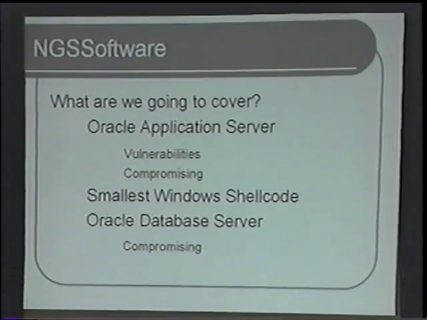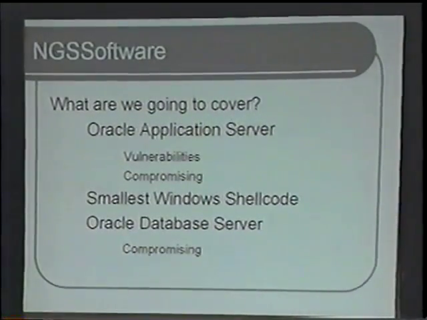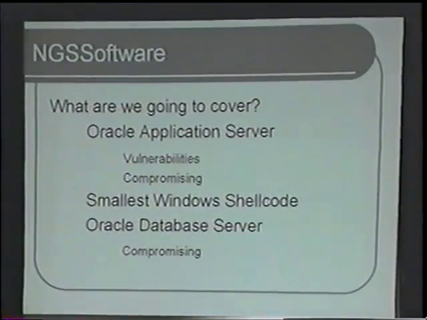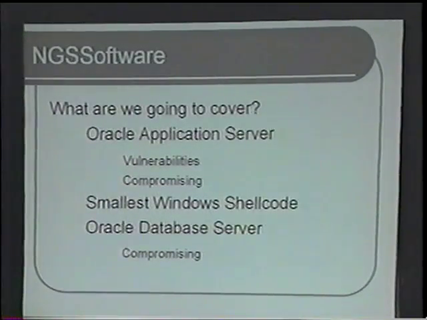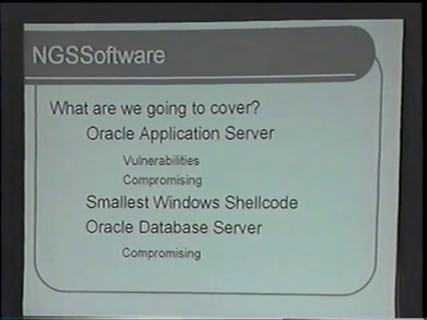So we'll be looking at certain vulnerabilities, going on to compromise the web front end. We're then going to introduce the world's smallest Windows shellcode. Well, in my belief it is. Someone please, if I'm wrong, correct me. And then we'll look at the Oracle database server itself and how we go about compromising that.